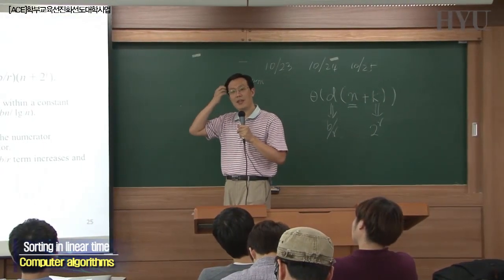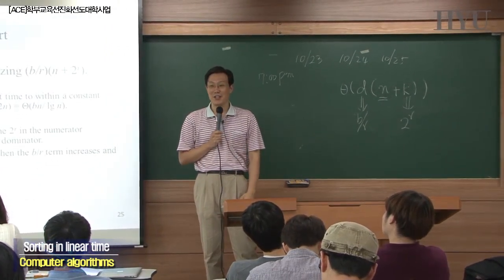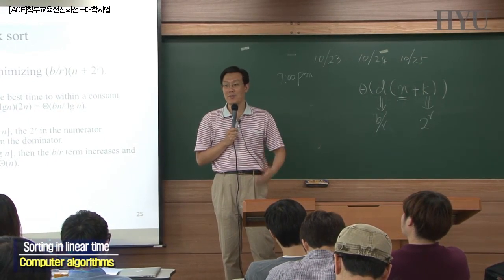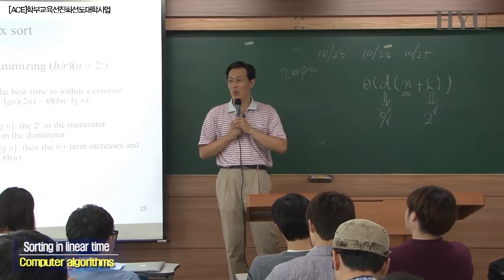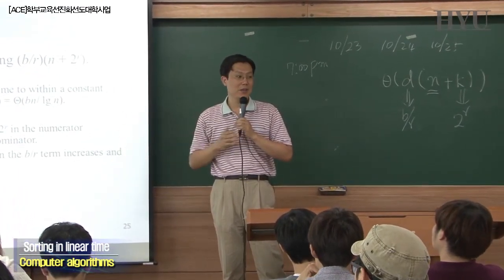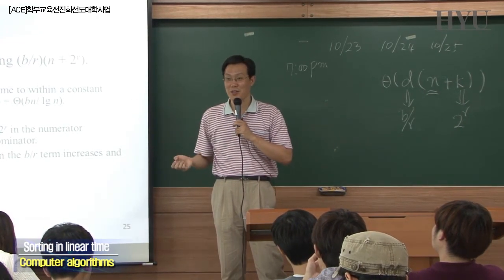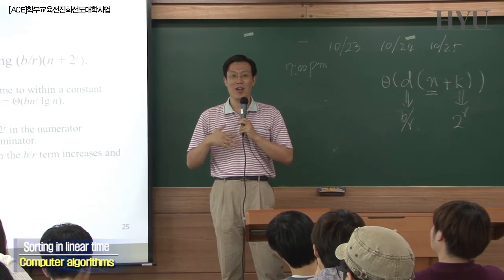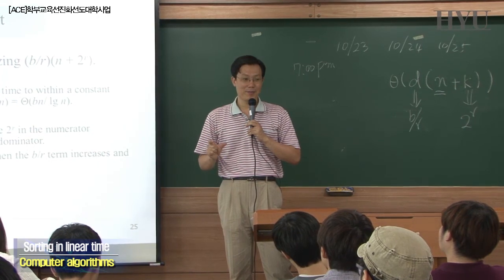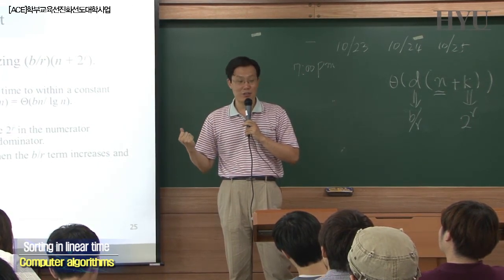So this is the end of sorting algorithms. So we learned a lot of sorting algorithms. And sometimes one sorting algorithm is good and the others are bad. But in other cases, another sorting algorithm is good. So you have to find the best sorting algorithm which is best in a certain situation.